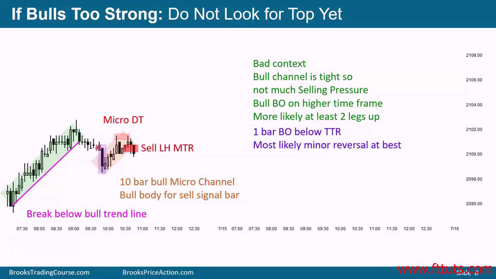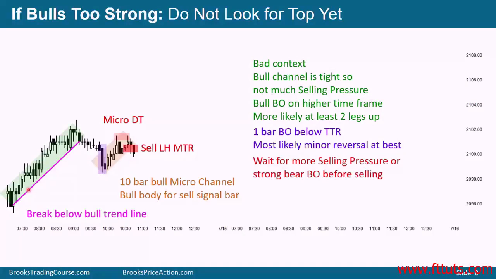This bear breakout is below a tight trading range, but it's a 1-bar bear breakout. And look at the follow-through bar. The next bar has a bull body, and the bar after that has a bull body. This looks like a failed bear breakout. That is not much selling pressure. We went sideways for about 10 bars, but the bars are small and the pullback is small as well. Therefore, there's not much sign that the bears are particularly strong.